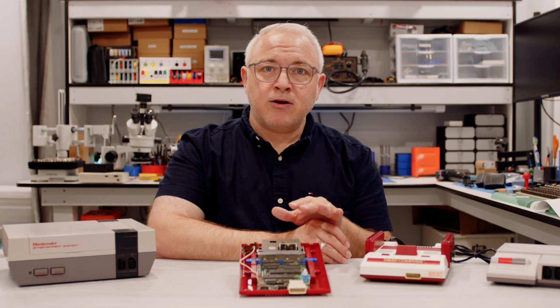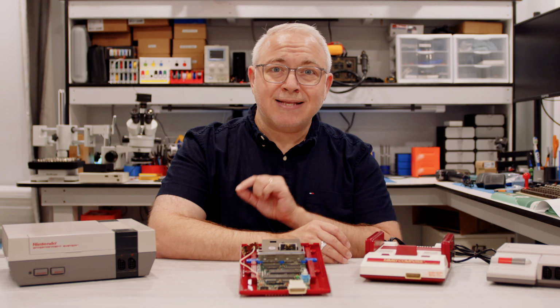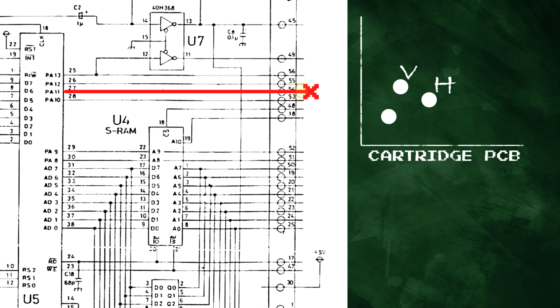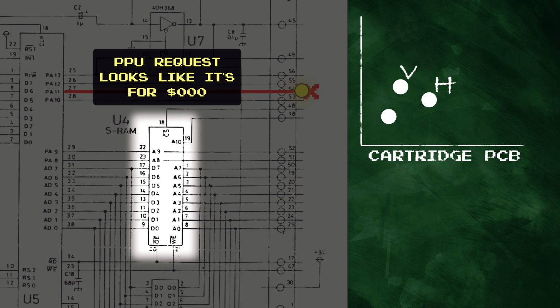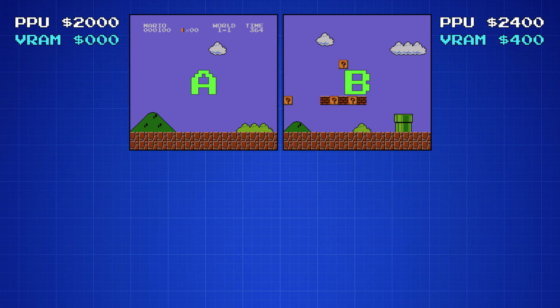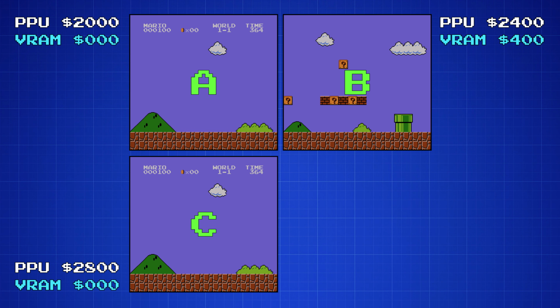But what would happen if we tried to read the second half of the address space by reading data at address 2800? Well, since we have the H-pad connected on the cartridge, address pin A11 isn't connected to VRAM, and therefore it's completely ignored. So from the PPU's perspective, it's requesting data at 2800, but from VRAM's perspective, the PPU is asking for data at 000. And because of this, from the PPU's perspective, this introduces a third nametable, which we'll call nametable C, and it looks exactly like nametable A.